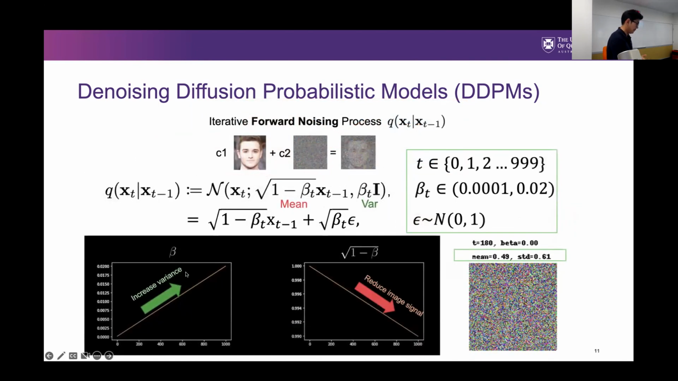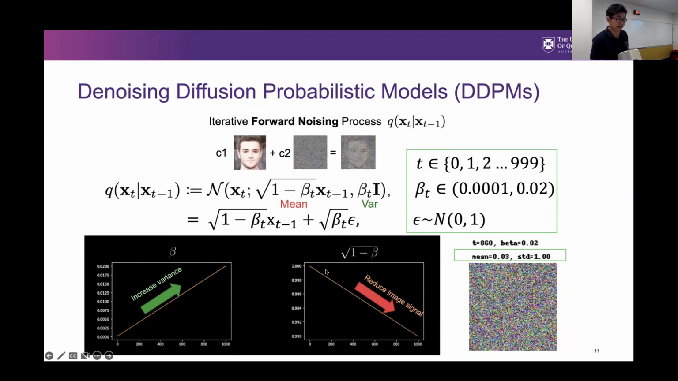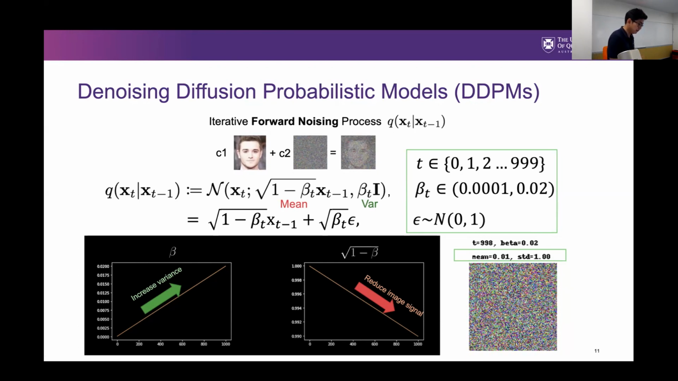And let's graph what that does as beta t increases. As beta t increases, the noise factor increases, right? So we introduce more and more noise with time. And the square root of 1 minus beta t reduces, so it decreases over time. So we end up with less and less image signal.